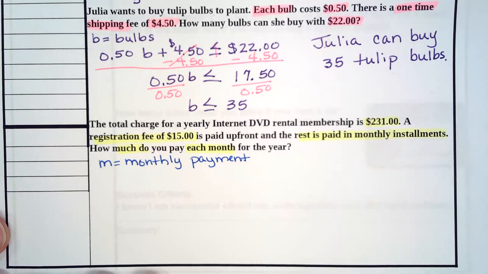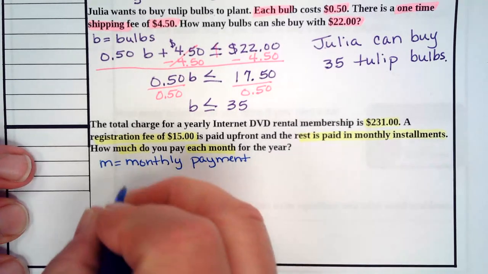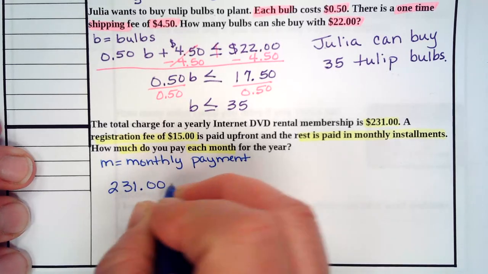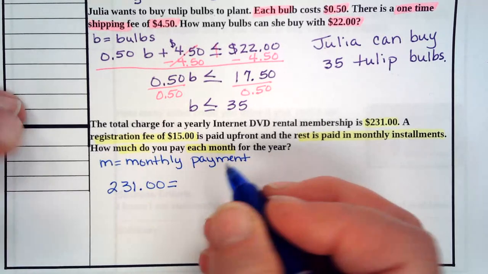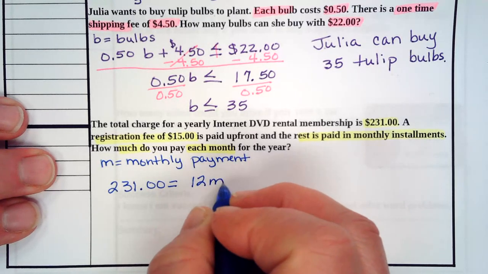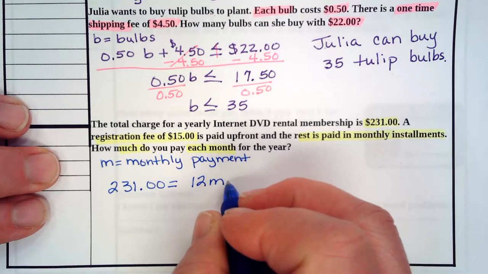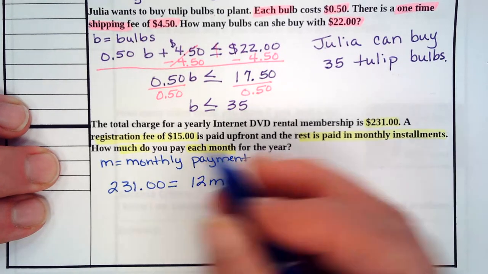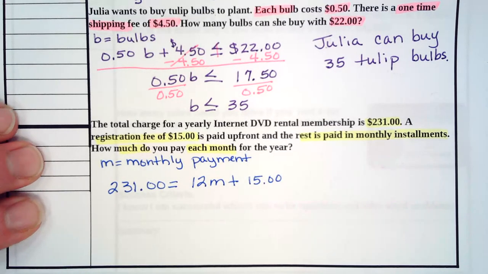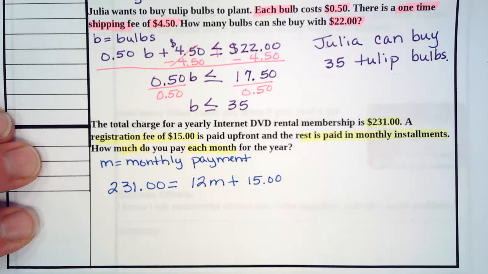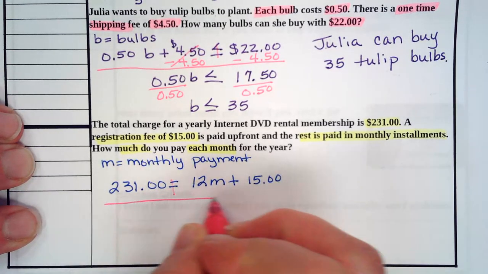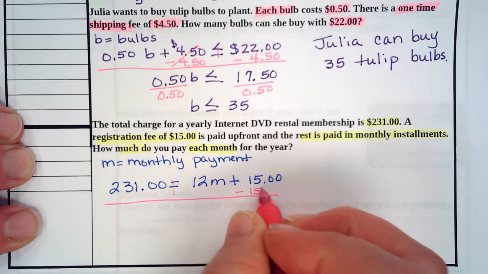Okay, let's get started. We know that the total is $231. And that's equal to, well, how many months are in a year? 12. 12 times the monthly payment, plus your registration fee of $15. How do we solve? Step 1. Subtract $15 from both sides.